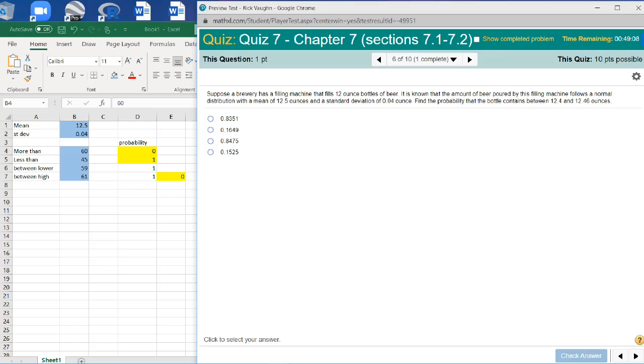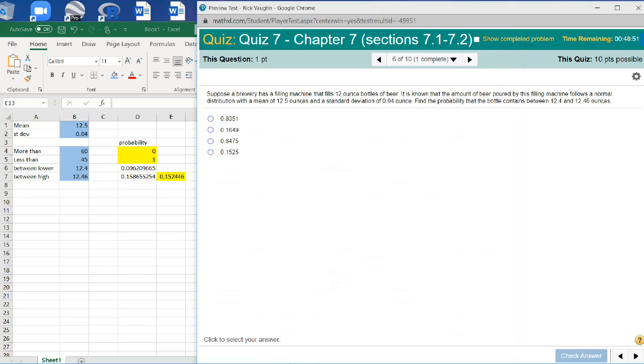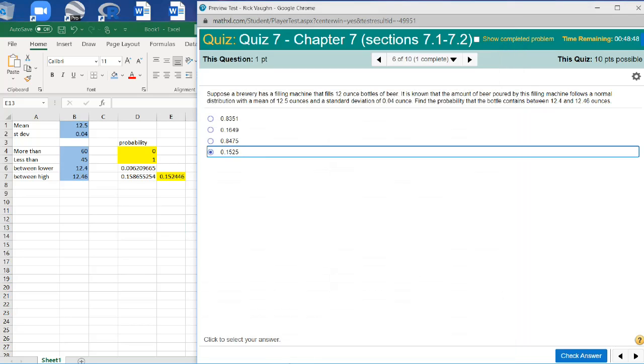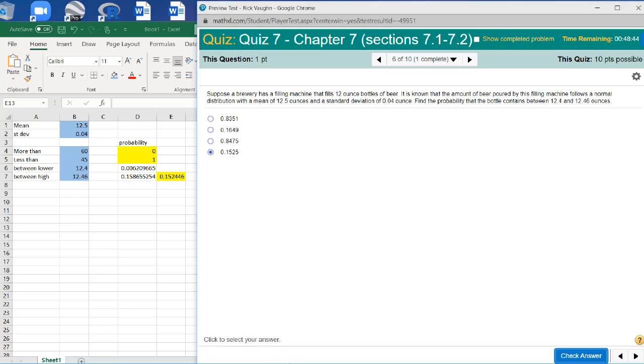And I want to know the probability that it's between 12.4 and 12.46. So I'm going to put between lower 12.4 and higher 12.46. And then here's my answer, 0.1524, which looks like it's choice D here. All right. So using something like this in Excel will really simplify this so you don't have to recalculate it over and over again.